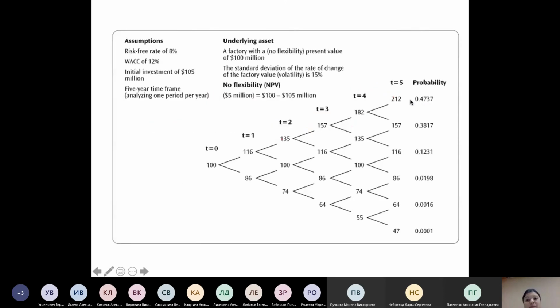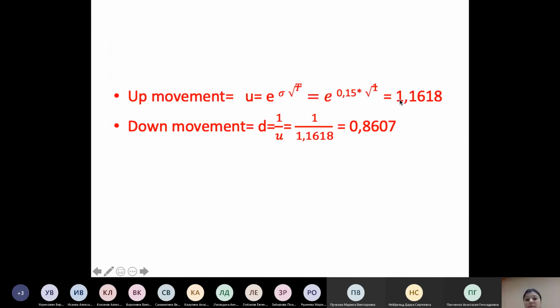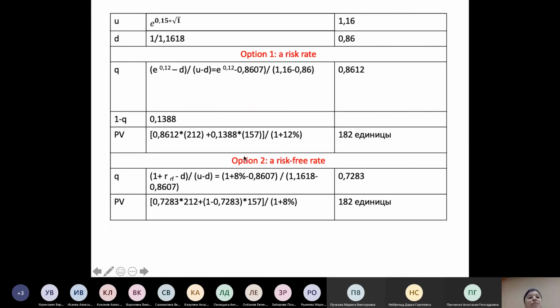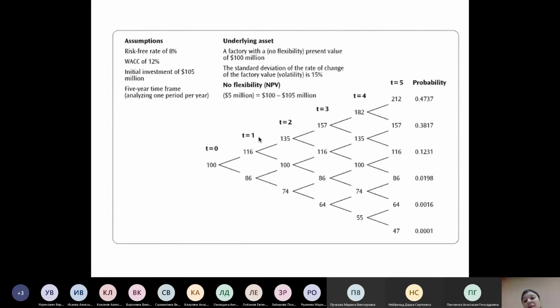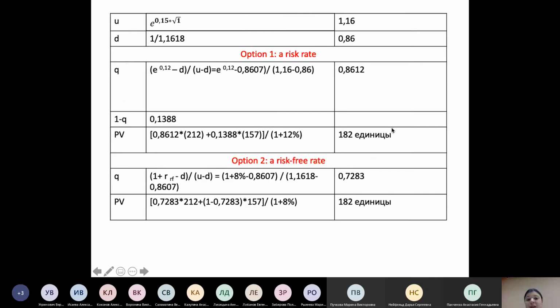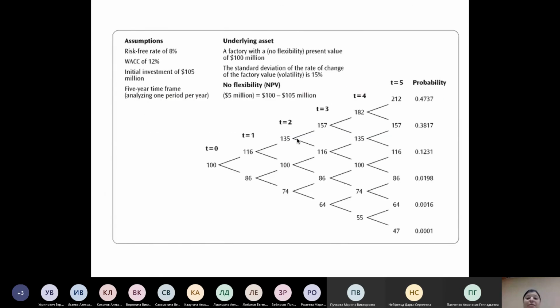multiplied by the maximum level, 212, plus the probability of default, the probability of decreasing this parameter, 13.88%, multiplied by 157. That's our low meaning of the parameter. And all of this divided by 1 plus 12%. And our present value in this context will be 182.